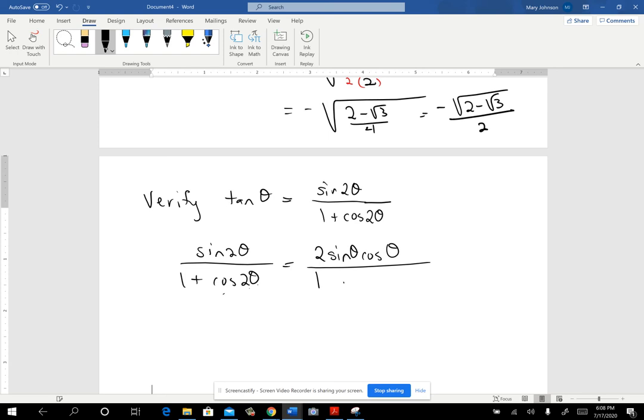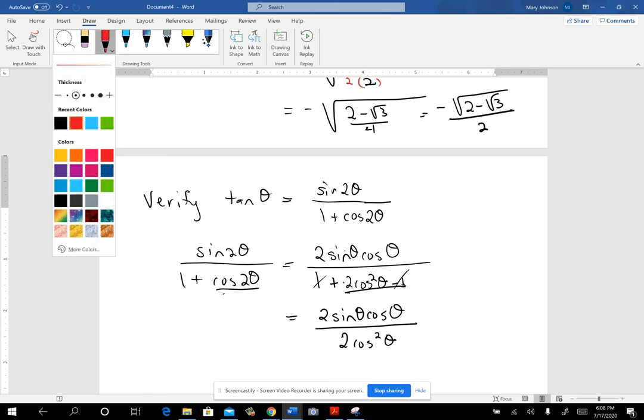So I'm going to try replacing cosine 2 theta with 2 cosine squared theta minus 1. Okay, so I replace this with that. Now what made me think to do that is I needed tangent, and so I wanted sine over a cosine. That's why I thought that might work. So here I have 2 sine theta cosine theta over, and then the ones are going to cancel out, and I have 2 cosine squared theta.